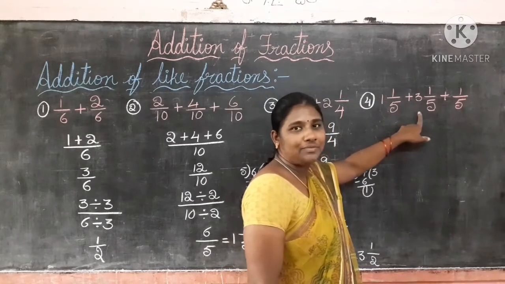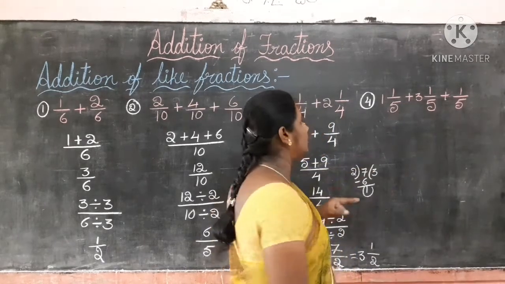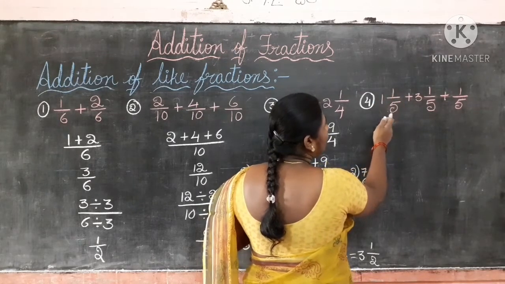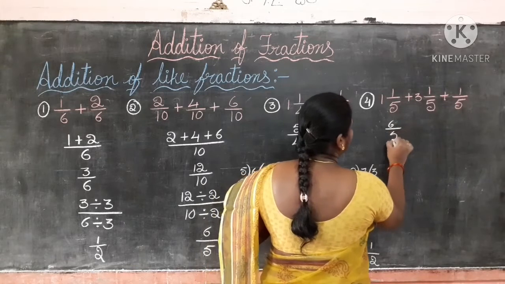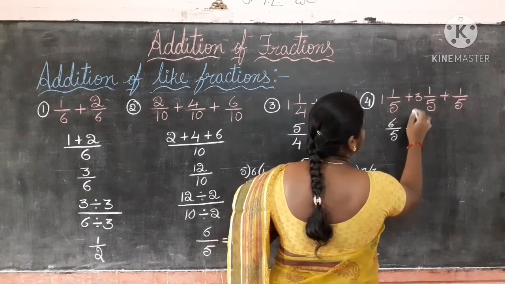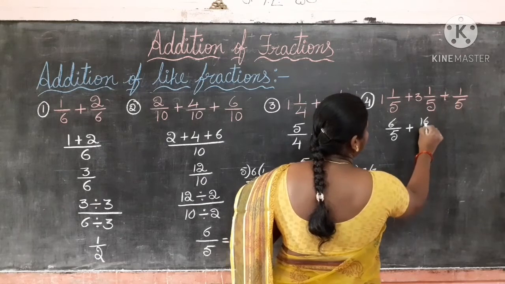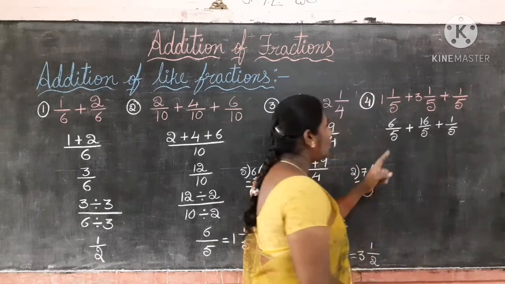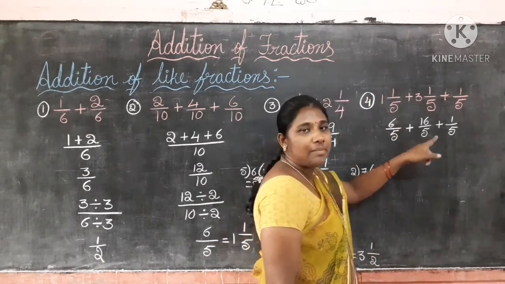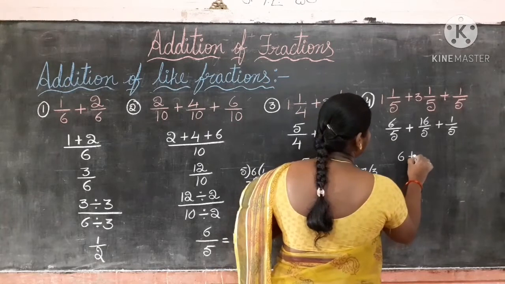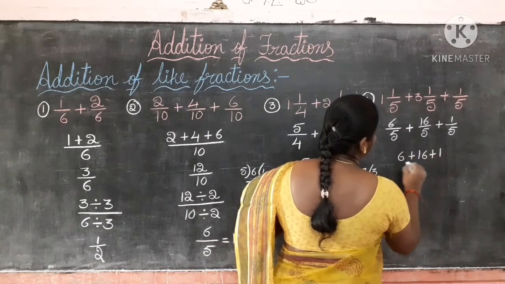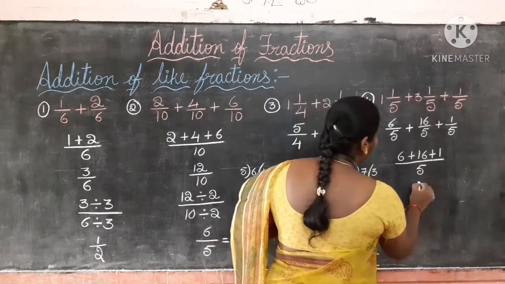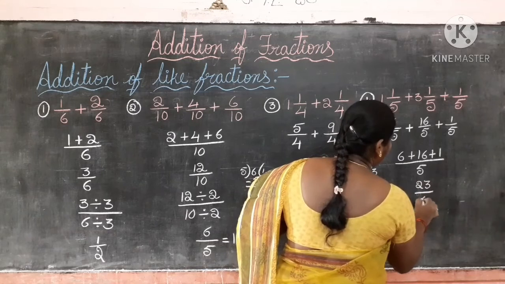Next one is 1 1 by 5 plus 3 1 by 5 plus 1 by 5. These two are mixed fractions, so convert them into improper fractions. Multiply 1 fives are 5 and add the numerator: 5 plus 1, 6 by 5. Plus 3 fives are 15 plus 1, 16 by 5. Plus 1 by 5. So here add the numerators: 6 plus 16 plus 1 by 5. 6 plus 16 is 22, 22 plus 1 is 23 by 5.